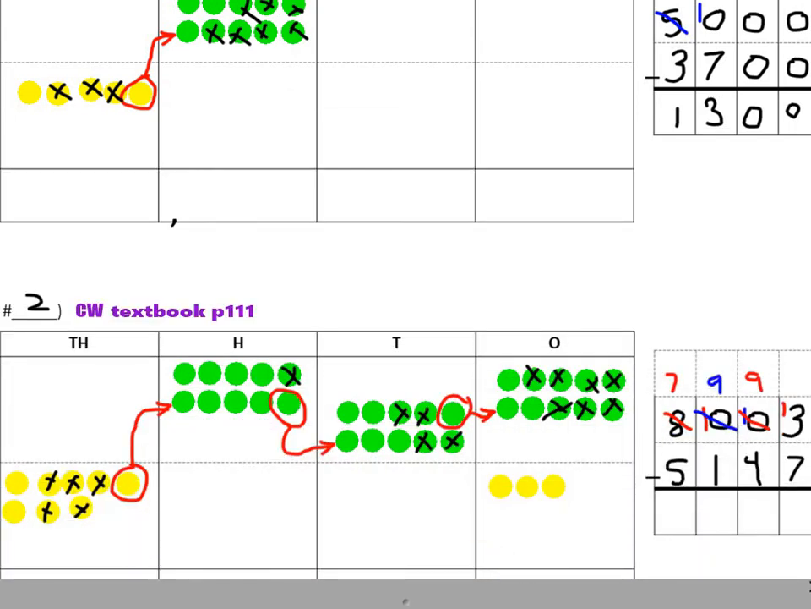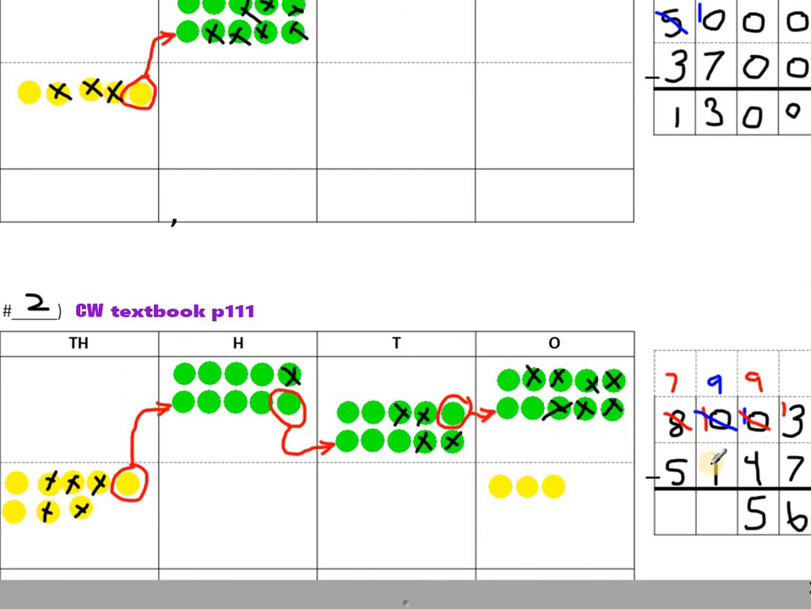So this is what my final subtraction looks like. I have 13 ones, and then I subtracted 7 ones, and that leaves 6 ones. 13 minus 7 is 6. Over here, there are 9. Remember, this one moved over, so there's 9 minus 4. 9 minus 4 is 5. 5. And here I have 9 hundreds.